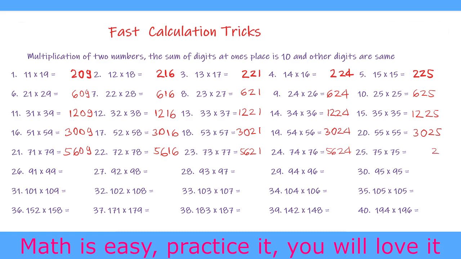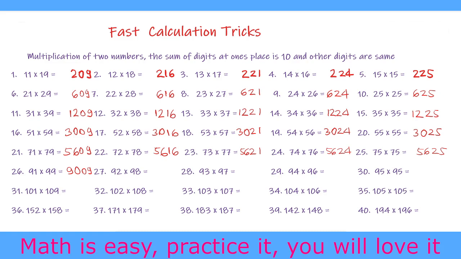5 times 5 is 25 and 7 multiplied by next higher number 8 is 56. So 75 multiplied by 75 is 5625. Now 81 to 85, you do it by yourself, and we go to next numbers. 91 multiplied by 99. So 1 multiplied by 9 is 09 and 9 multiplied by next higher number is 10. So 9 multiplied by 10 is 90. So 91 multiplied by 99 is 9009.